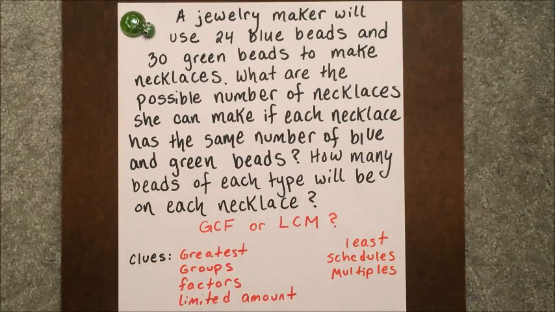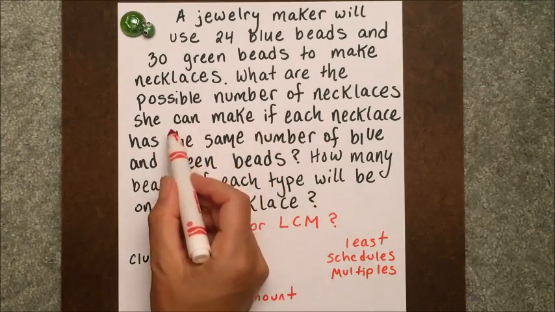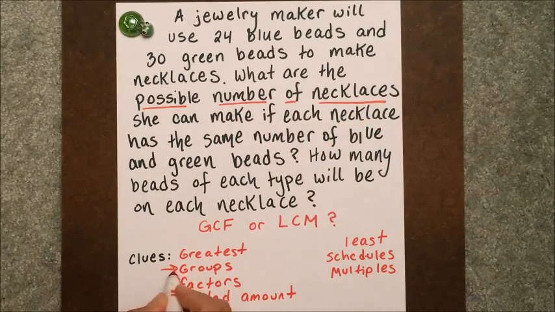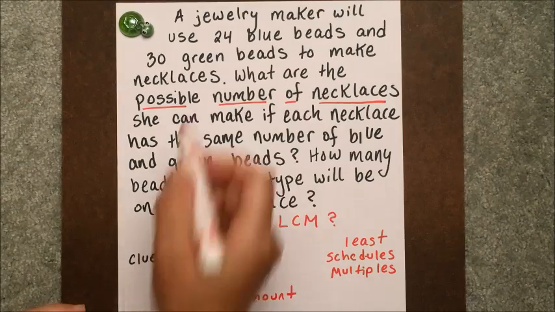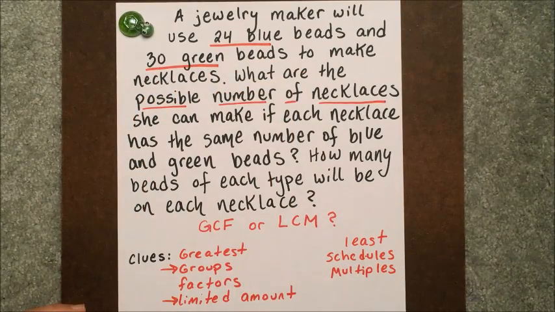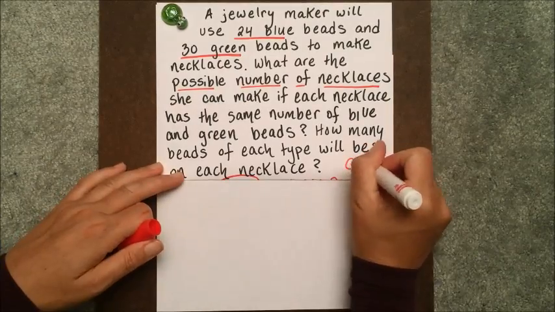So if we look back through our problem, we're going to pull out some key clues, such as the possible number of necklaces. So that will be grouping. We are also looking at the limited number of items that we have. We only have 24 blue beads and 30 green beads. So we are going to use the GCF to solve this problem.